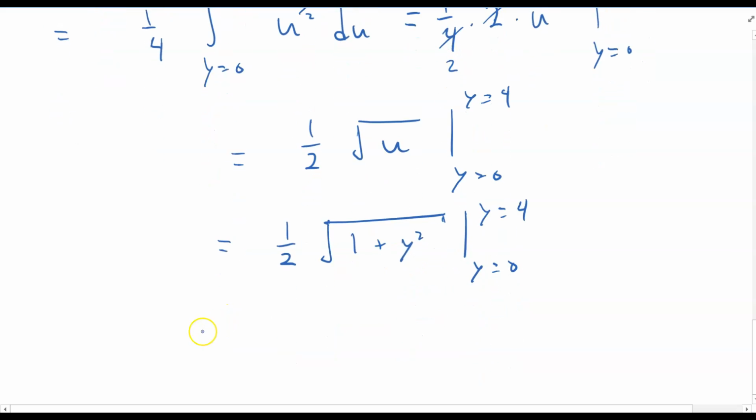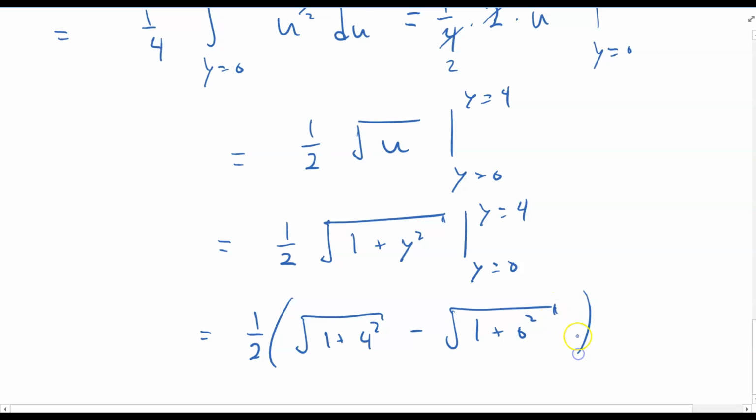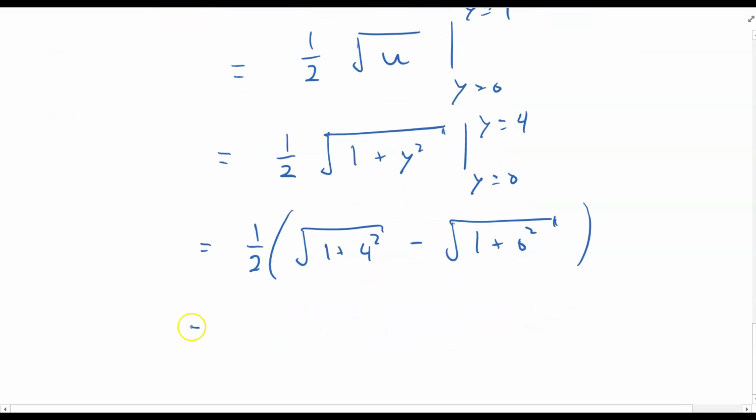Alright, now when we plug in, we get 1/2 times, let's leave the 1/2 in front. If I plug in 4, we get 1 plus 4 squared. That's going to be 17, minus the square root of 1 plus 0 squared. Be careful here that second term doesn't disappear. What does this simplify down to? We get 1/2 times the square root of 17 minus the square root of 1, which is 1. And there's our final result.